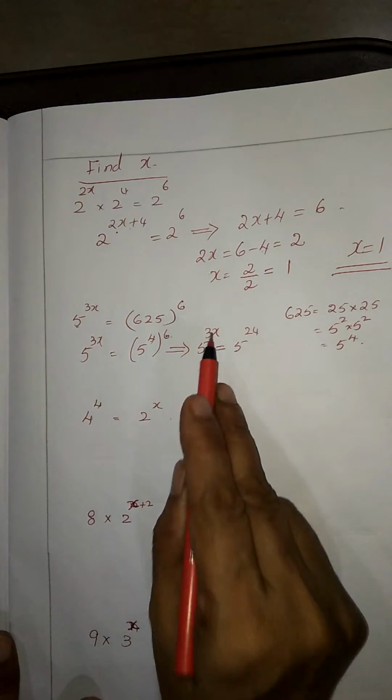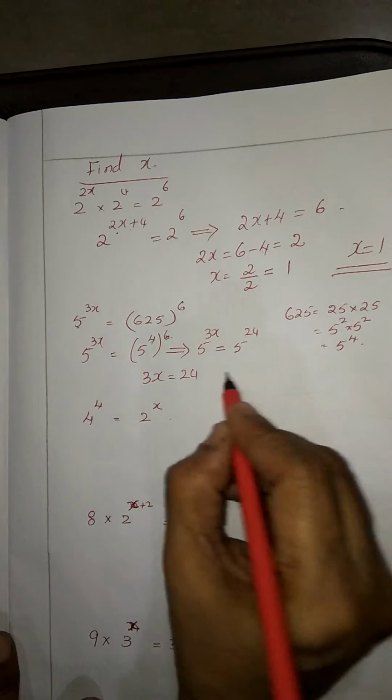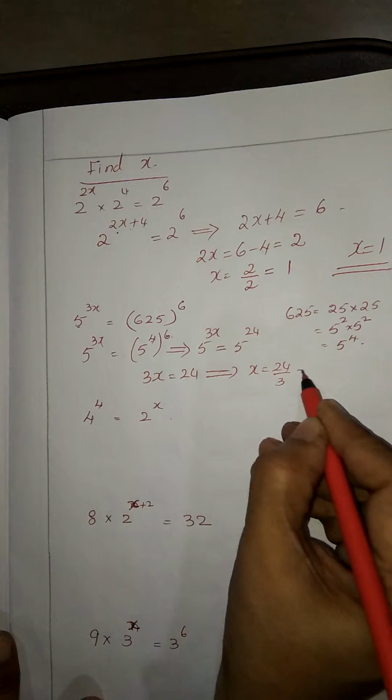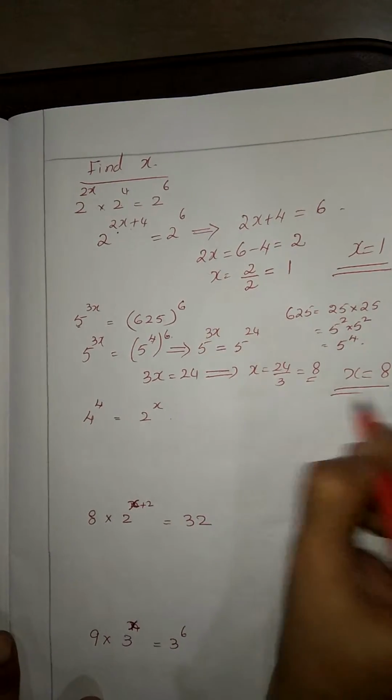So we can equate the powers. So 3x is equal to 24. So we will get x is equal to 24 by 3, which is 8. So the answer is x is equal to 8.